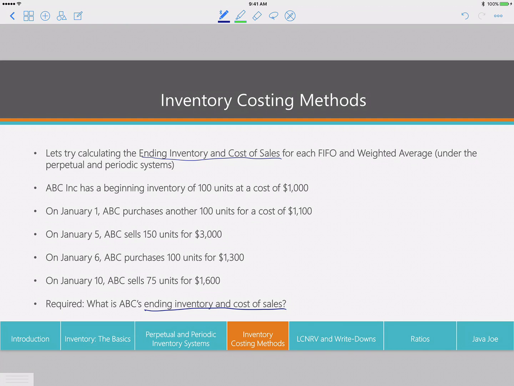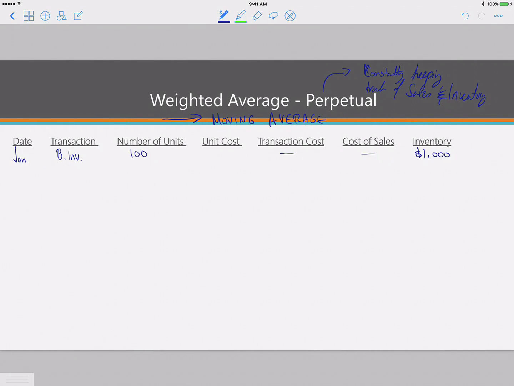So the next transaction is on January 1st, ABC purchased another 100 units for a cost of $1,100. So January 1st, we have a purchase, so that's the transaction. We bought 100 more units at a total cost of $1,100. All right, pretty easy so far, and we can just add if you want. The transaction cost here was $1,100. There was no cost of goods sold.